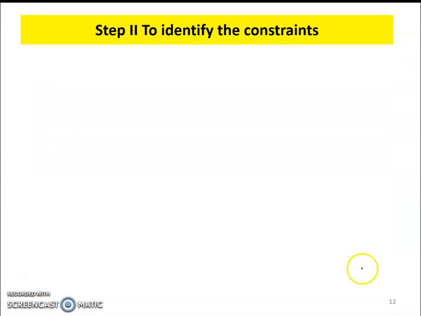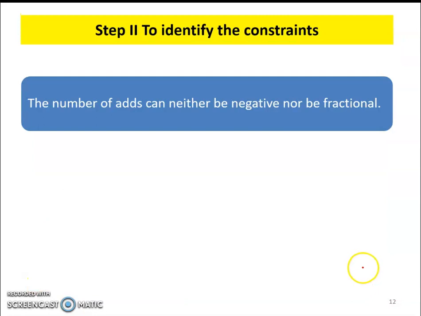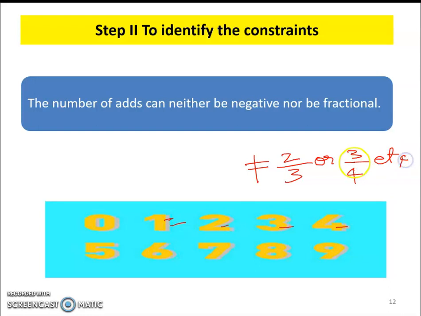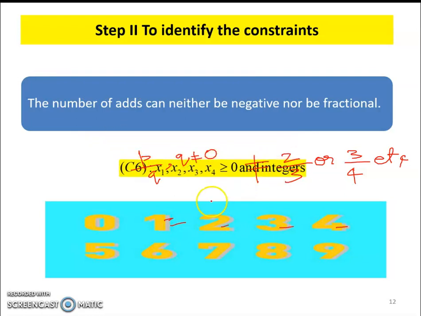Now we will take the other constraint, that is, the number of ads can neither be negative nor fractional. So it should be either 0 or 1 or 2 or 3 or 4, like that. It cannot be fractional. It should not be equal to 2 by 3 or 3 by 4, etc. So it cannot be in the form of p by q, where p and q are integers, and q is not equal to 0. So x1, x2, x3 and x4 must be greater than or equal to 0 and must be integers.